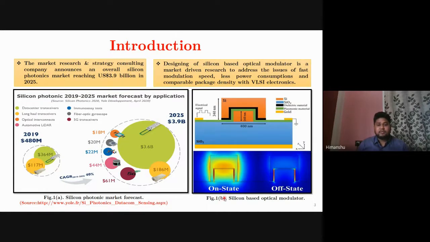Now coming to figure 1b, it shows the silicon based optical modulator. Here is the cross-sectional view of a silicon-based optical modulator, where the green color indicates the plasmonic material, and the black color indicates the dielectric material, which is sandwiched in a Si waveguide, indicated by the orange color, that is the silicon waveguide. Below we can see the on-state and off-state of the device. This working principle and device structure I'll explain in the coming slides.